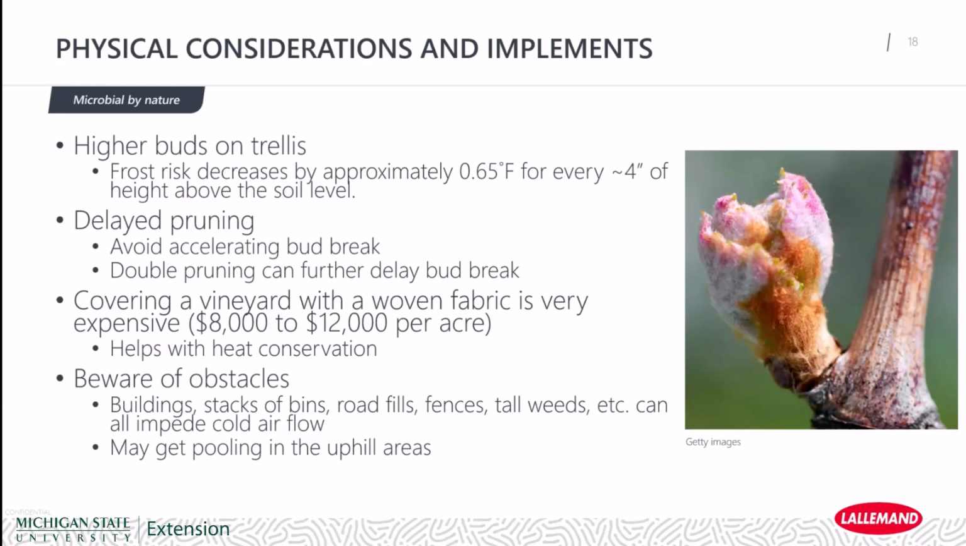The other physical consideration that we want to be aware of is just being aware of obstacles. And these could be fixed obstacles like a barn, or it could be something that we don't necessarily think of, like stacks of bins. You want to make sure you're practicing good weed management, keeping those weeds low, and try and avoid fences or large buildings that can actually hold cold air in your vineyard. And just be aware that you may get pooling in some of the uphill areas.